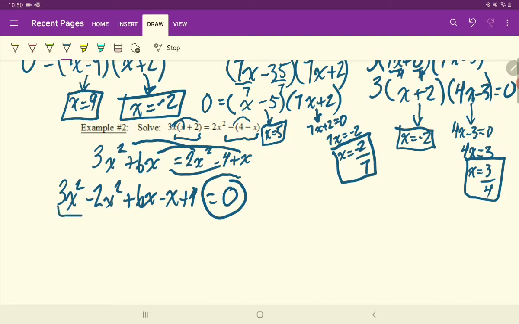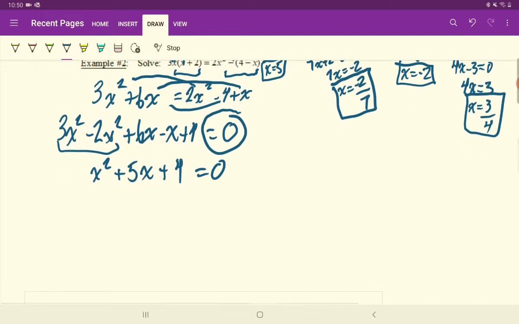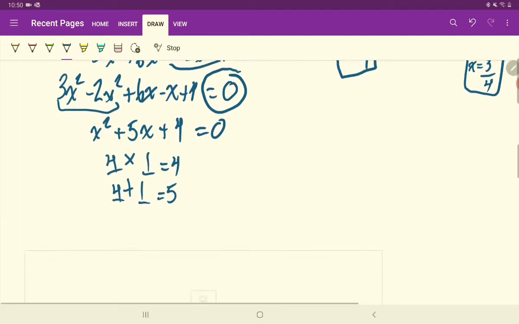First, let's collect like terms, right? So we have x squared plus 5x, right? 6 minus 1, plus 4 equals 0. Okay, no problem. This is a simple trinomial that we can factor. Find two numbers that multiply to 4. Those same two numbers have to add to equal 5. Okay, pretty straightforward, 4 and 1.